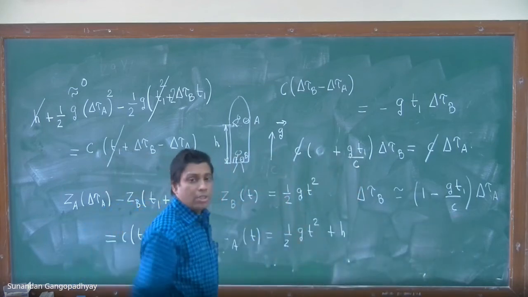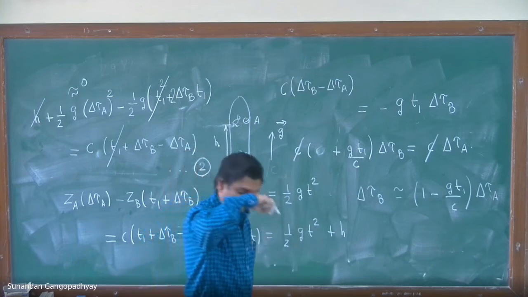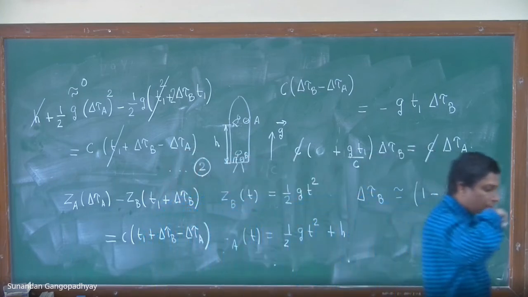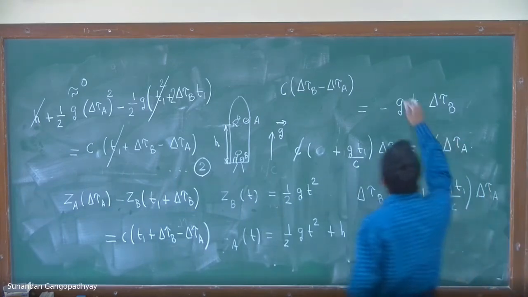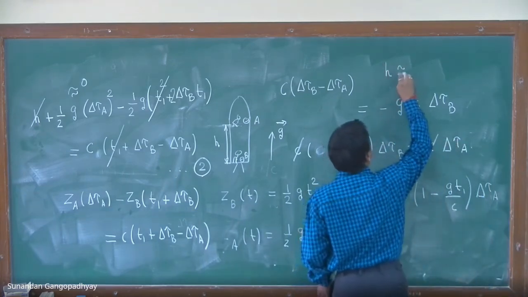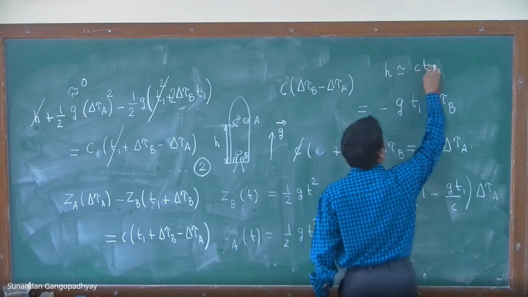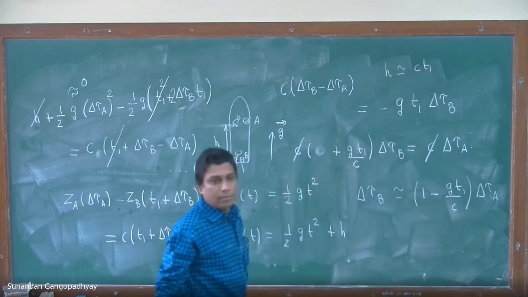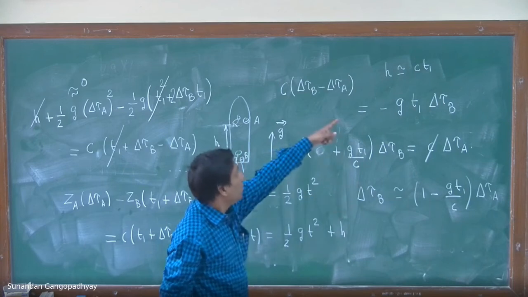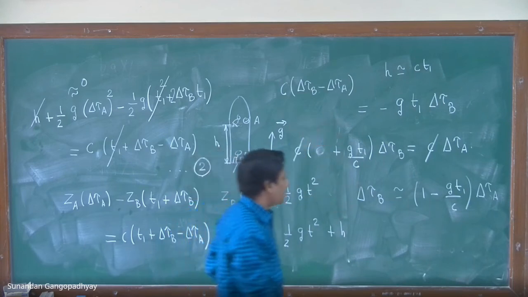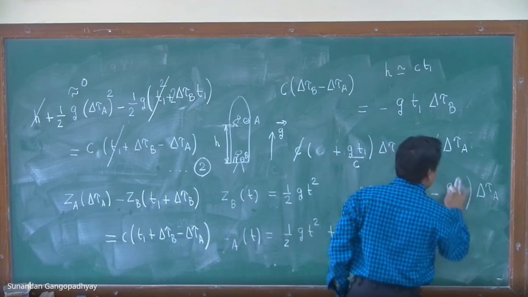From the first equation, just take the first equation, H minus half GT1 square is equal to CT1. GT1 square is also small. So roughly, H is approximately CT1. Right? Replace T1 by H by C. So we get H.